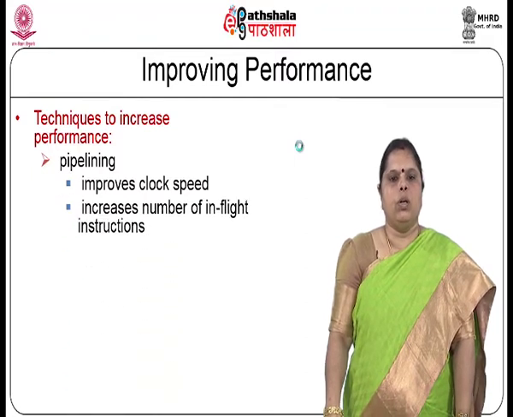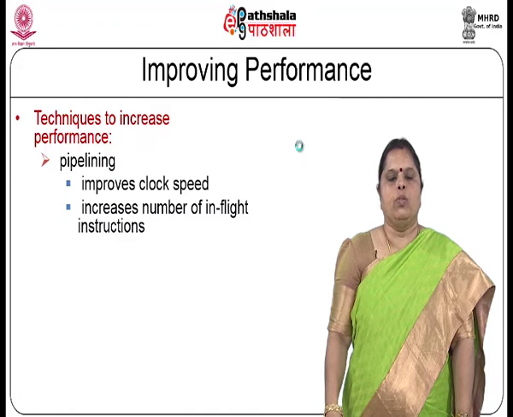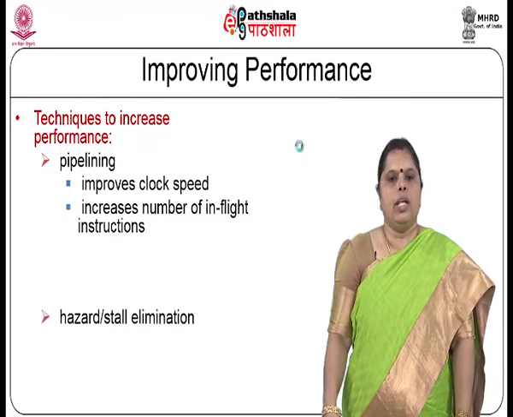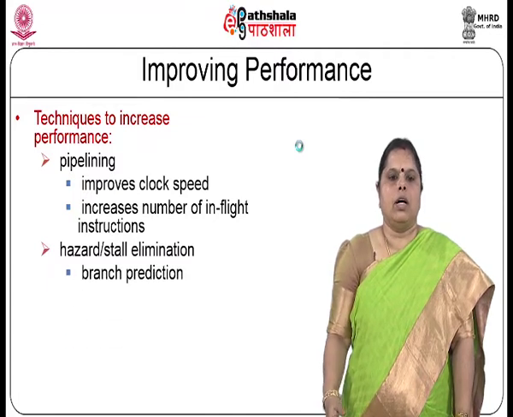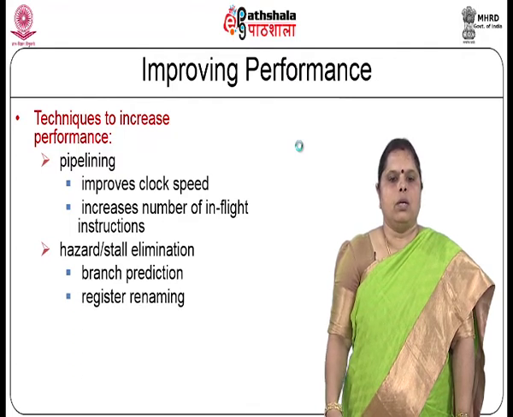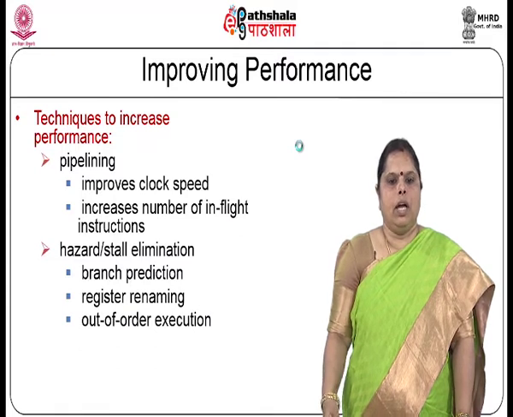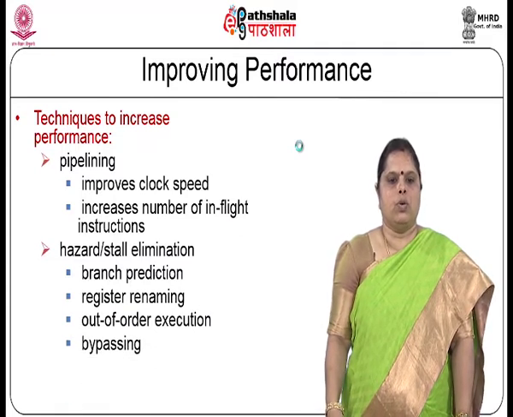Now, all of us know that ultimately we are interested in improving performance. So, in order to improve performance, one of the most important techniques that is used is pipelining. Pipelining improves clock speed. It also increases the number of in-flight instructions. And hazard or stall elimination in the case of pipelining is done by means of branch prediction, by register renaming, by out of order execution and also forwarding or bypassing. So, all these techniques we have already looked at.